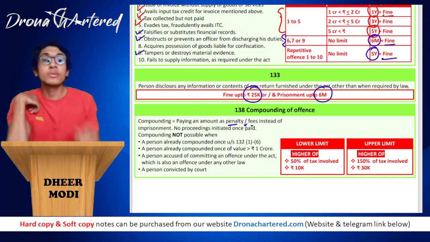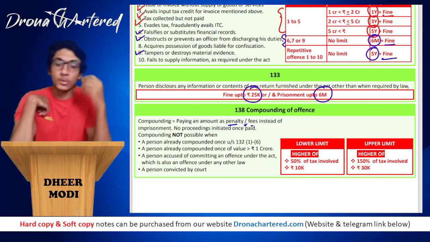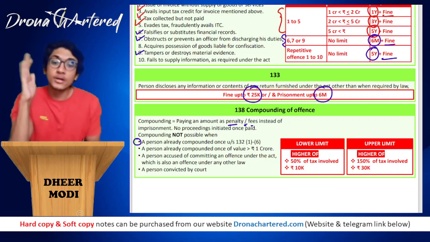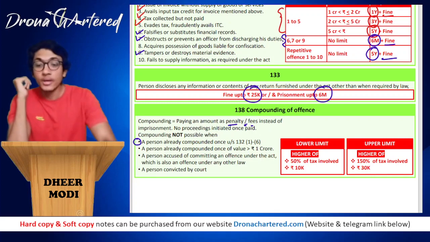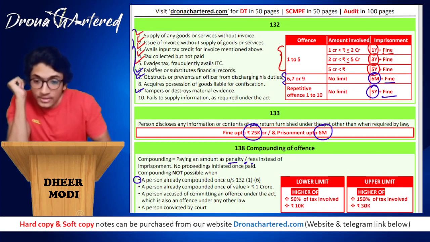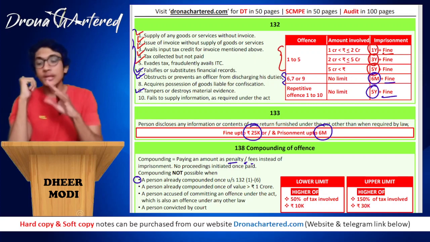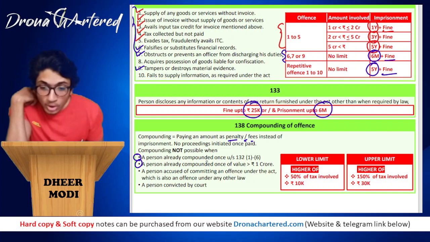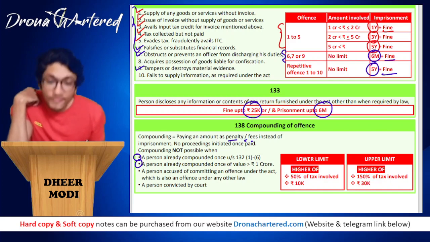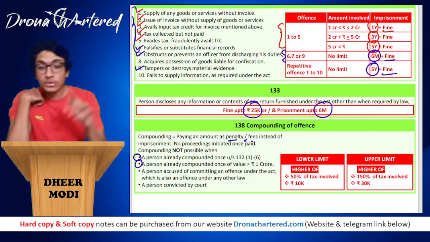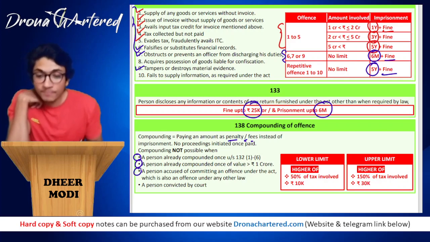Compounding is not possible in some circumstances. A person already compounded once under section 132 from 1 to 6. So if for these offenses you have already compounded, in such a case you will not be given this option again. Next, a person already compounded once of value more than 1 crore. So if you compounded an offense whose value is more than 1 crore, you will not be given a second option.